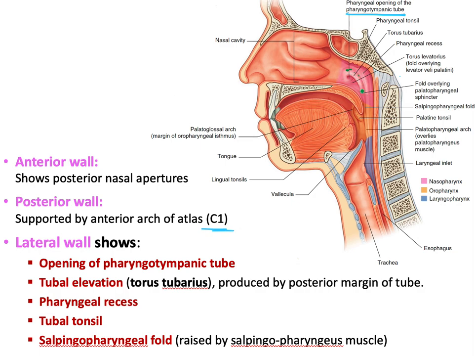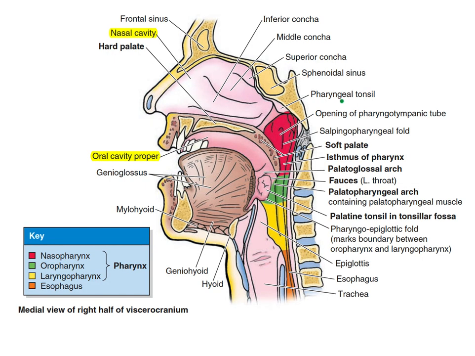And if you remember the muscle of the pharynx, the salpingopharyngeus muscle, it originates from the pharyngotympanic tube and is covered by mucous membrane. So now it creates a kind of fold, the salpingopharyngeal fold, not muscle, because it's a muscle covered by a mucous membrane. Now we call it a fold, and it creates a kind of raise here. So these are the most important structures in the lateral wall of the nasopharynx.